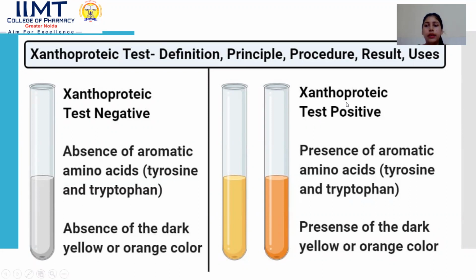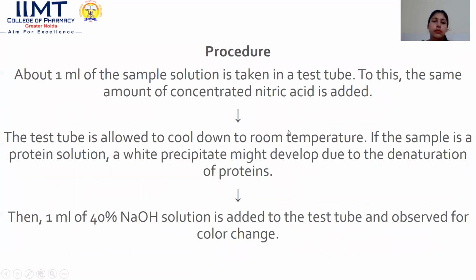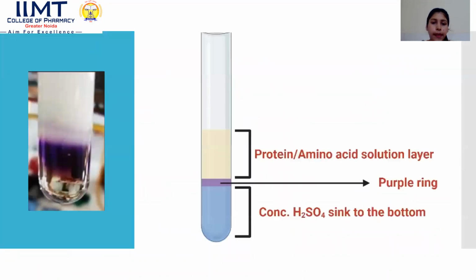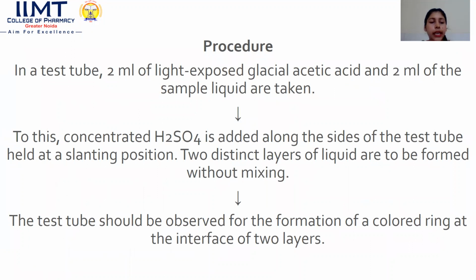So, next will be the Hopkins-Cole test. In this test, take a test tube and add 2 ml of light-exposed glacial acetic acid and 2 ml of sample liquid.